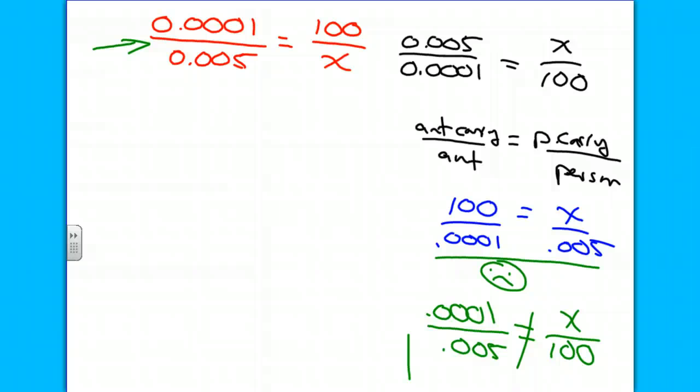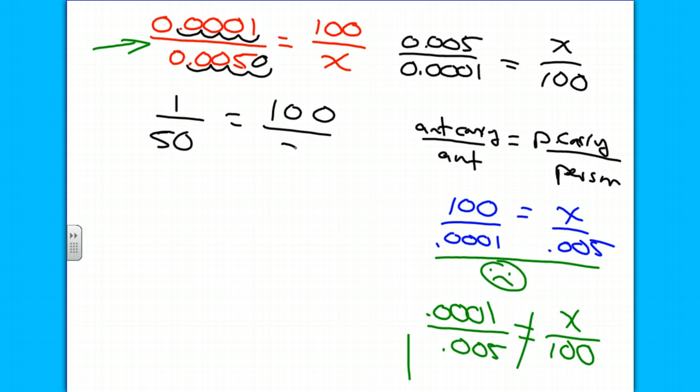Did you divide it into the top? Okay, and sometimes when people have decimals in the fraction, people blow them up, right? We could blow up this fraction here by multiplying the top and bottom by 10, 100, 1,000, 10,000. See that? How many places did I move that? 4, so we would move this 4. 1, 2, 3, and 4, put a 0. So we have 1 over 50 equals 100 over x.